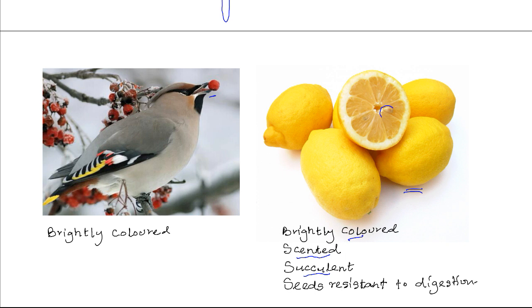Now, the seeds of lemon, alongside the other citrus fruits, are resistant to digestion because they have a seed coat that is tough, and this protects them from the digestive enzymes, such that should the seeds be swallowed, because of their resistant seed coat, they pass through the alimentary canal unscathed, and when they are dropped together with the feces, then they can germinate if the conditions are favorable.